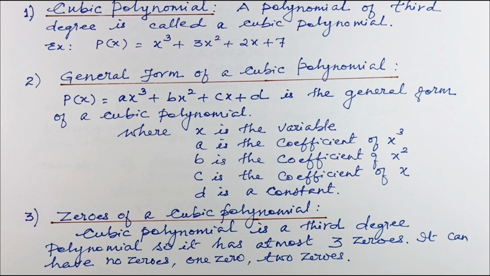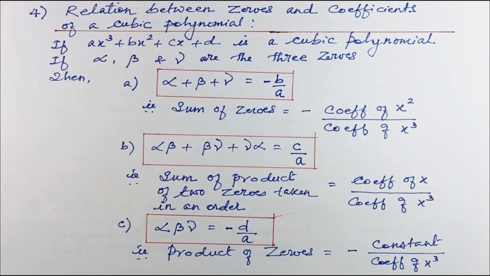Now, the next important point of discussion is the zeros of a cubic polynomial. A cubic polynomial is a third degree polynomial, and therefore it can have at the most 3 zeros. It can also have no zeros, 1 zero or 2 zeros. Remember that. Now, the next important discussion is the relation between zeros and the coefficients of a cubic polynomial.